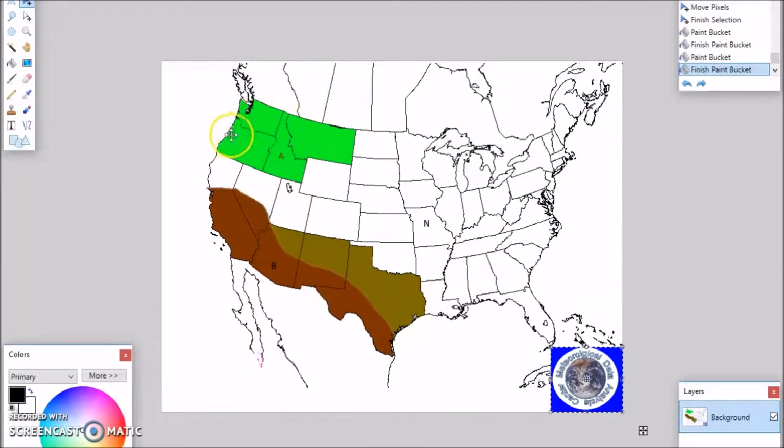For precipitation, calling for above normal precipitation for the Northwest and the Northern Rockies. Below normal precipitation is forecast for Central and Southern California, the Southern Rockies, and Texas.